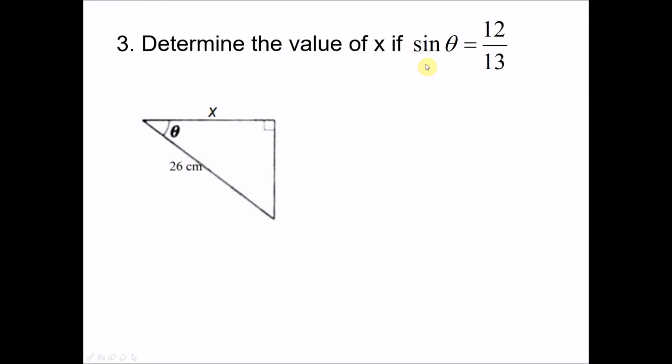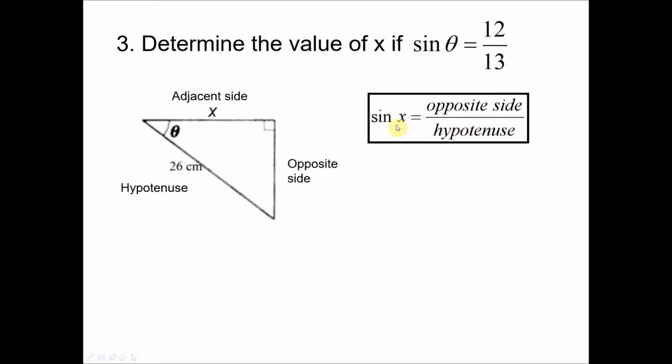Determine the value of x if sin theta equals 12 over 13. Theta is given here, and x is the length of this side. So before we start, we name the sides. Starting with this side, it is the hypotenuse. This side is adjacent to theta, which is the adjacent side, and this side is opposite, hence it's the opposite side. Since sin theta is given, we use the formula of sine, and sin theta equals opposite side over hypotenuse.